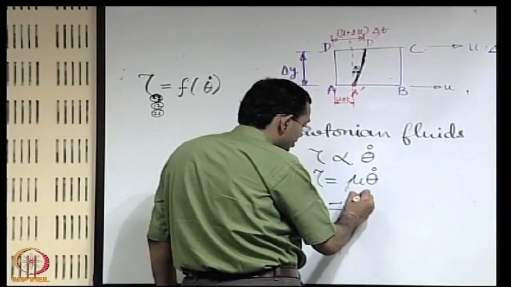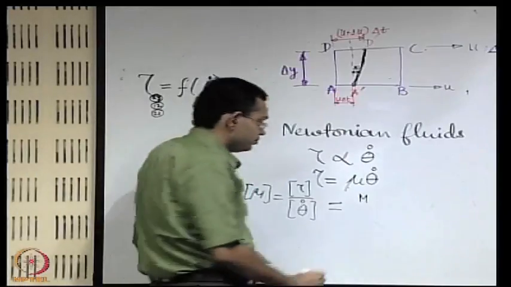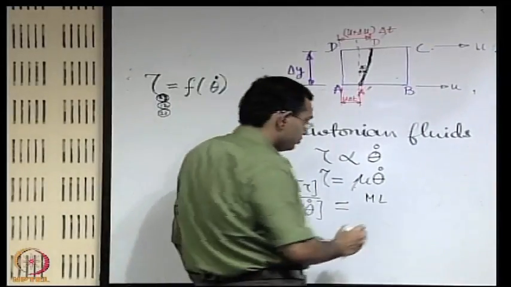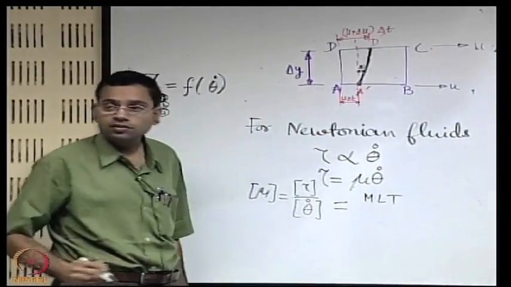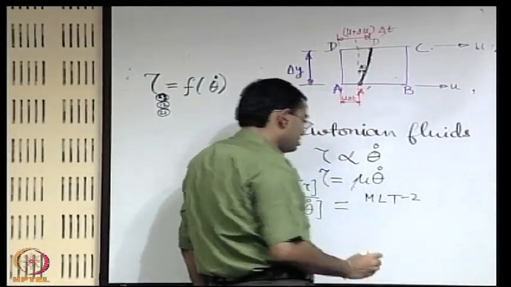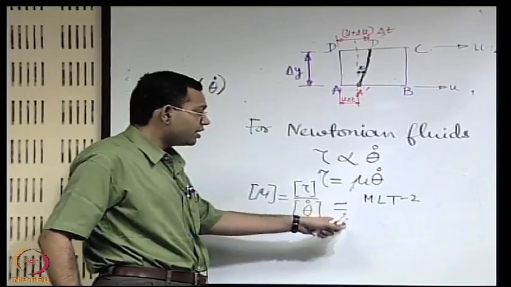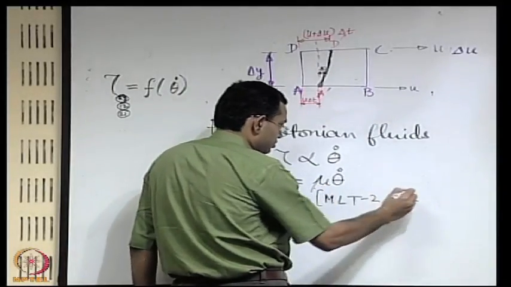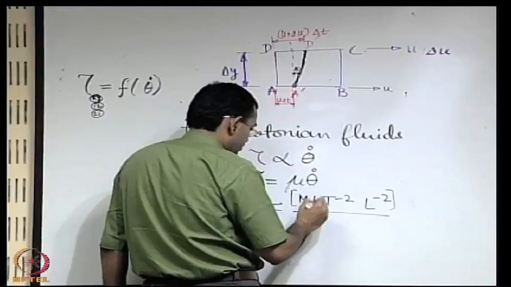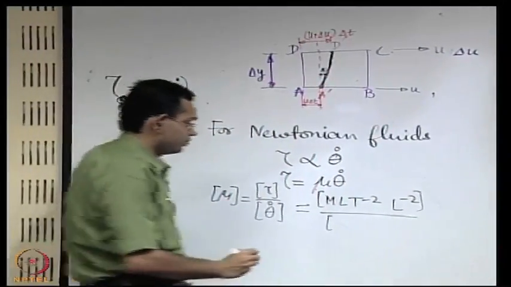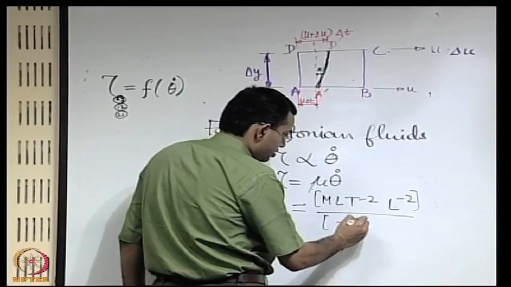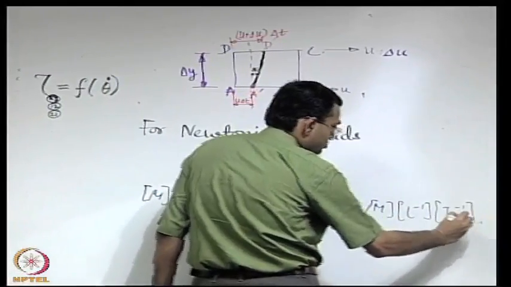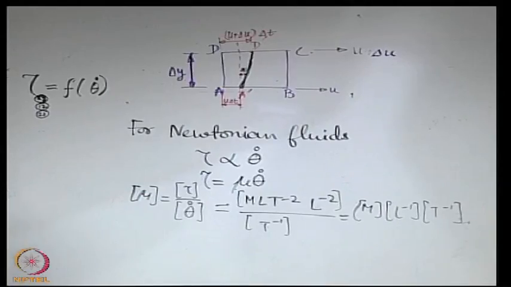So first the force: M L T minus 2. Then this is force divided by area, so another L to the power minus 2. Then this is T minus 1, so it is M L minus 1 T minus 1.